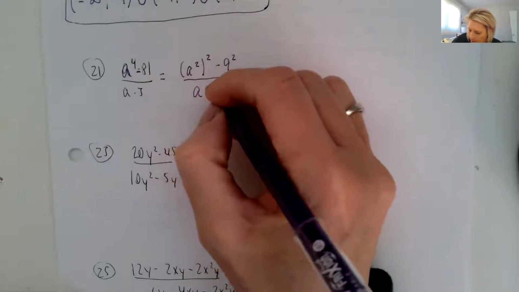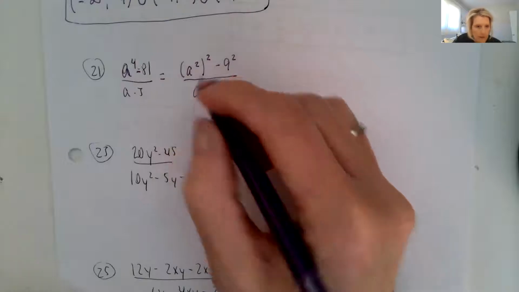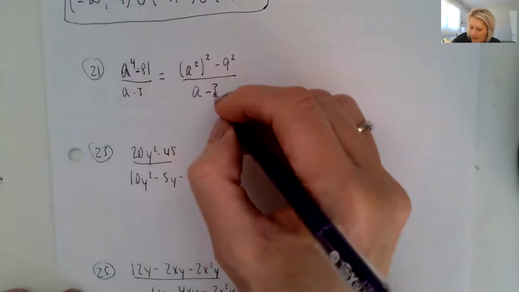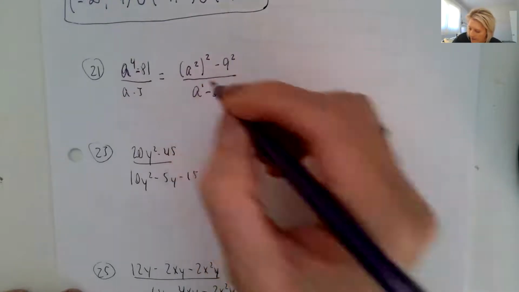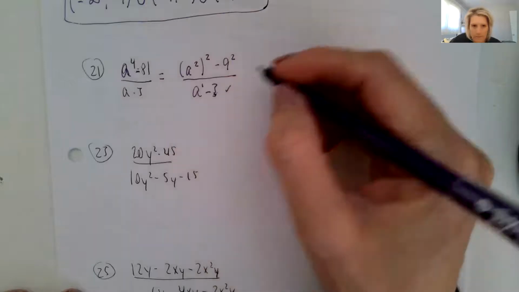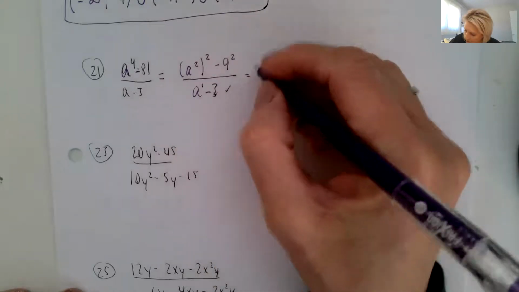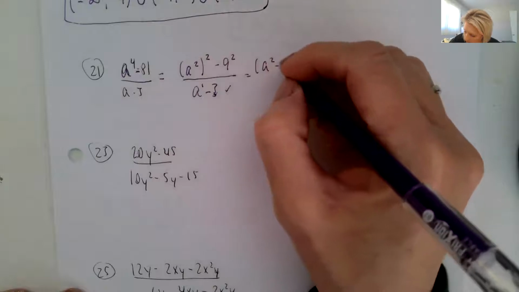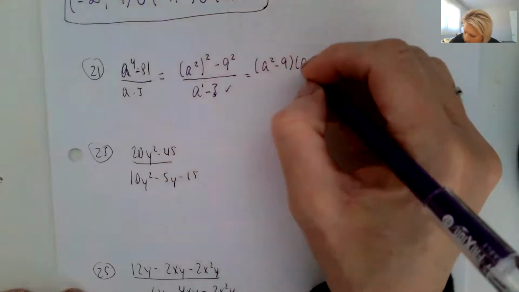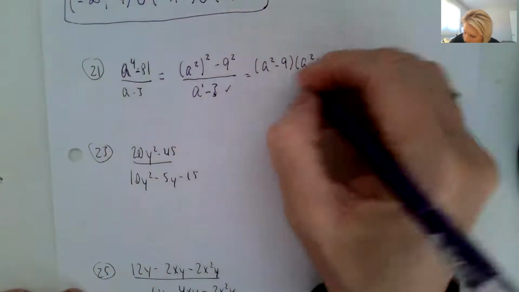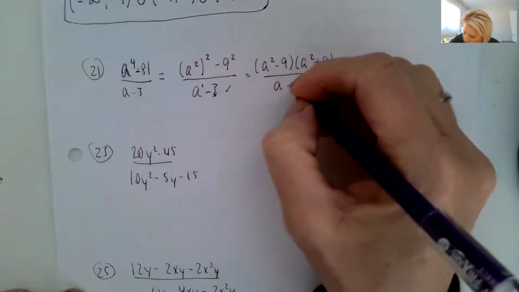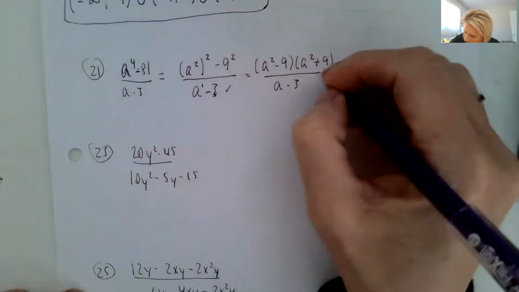And then a minus 3 in the denominator is already simplified. We can't factor that at all because it's an a to the 1. So that's good. That part is kind of done. But we do have a difference of squares on top. So this is really a squared minus 9 times a squared plus 9 over the a minus 3.